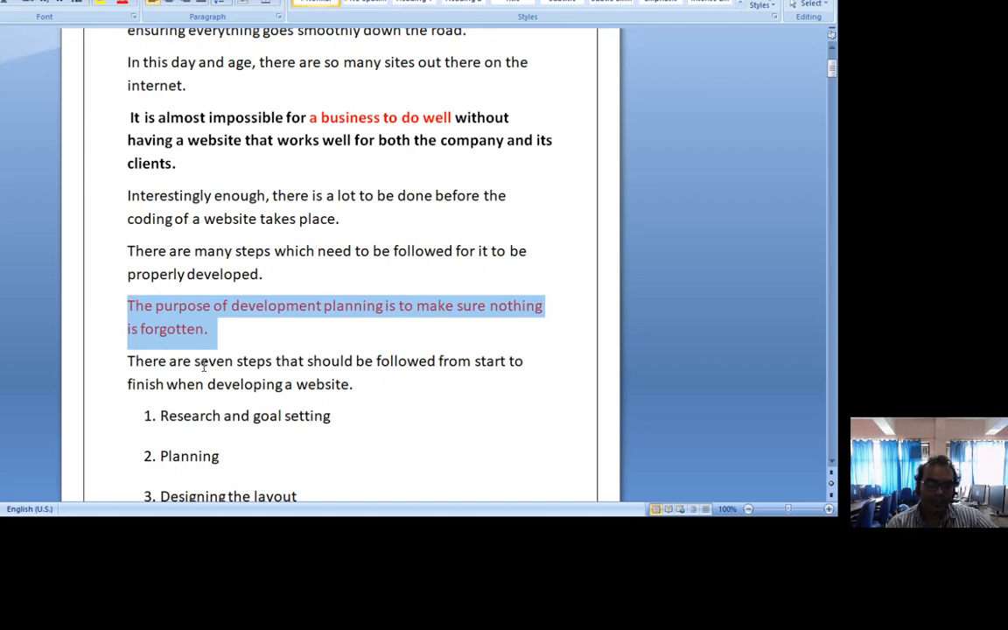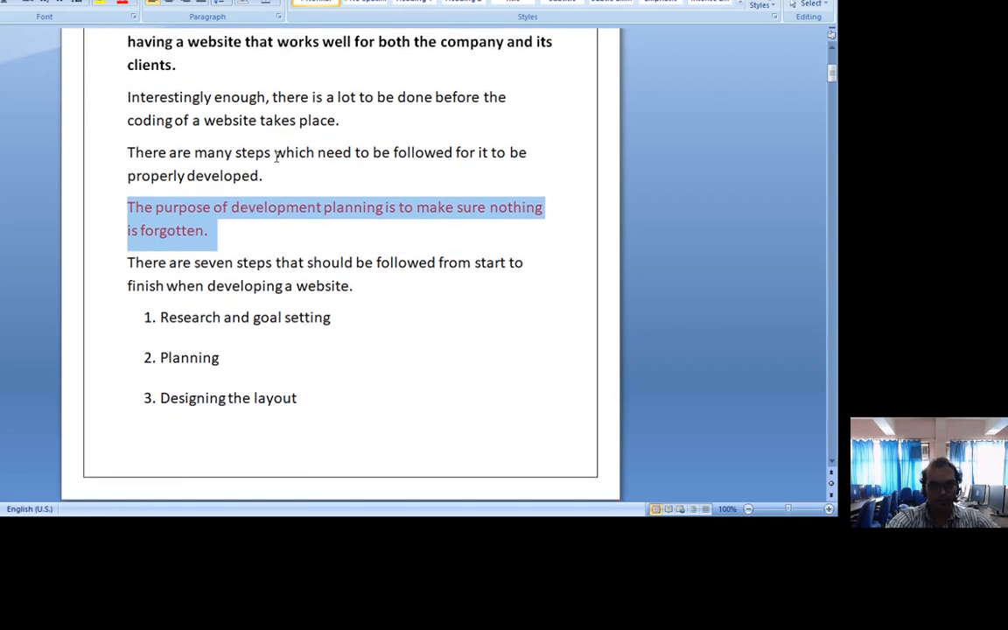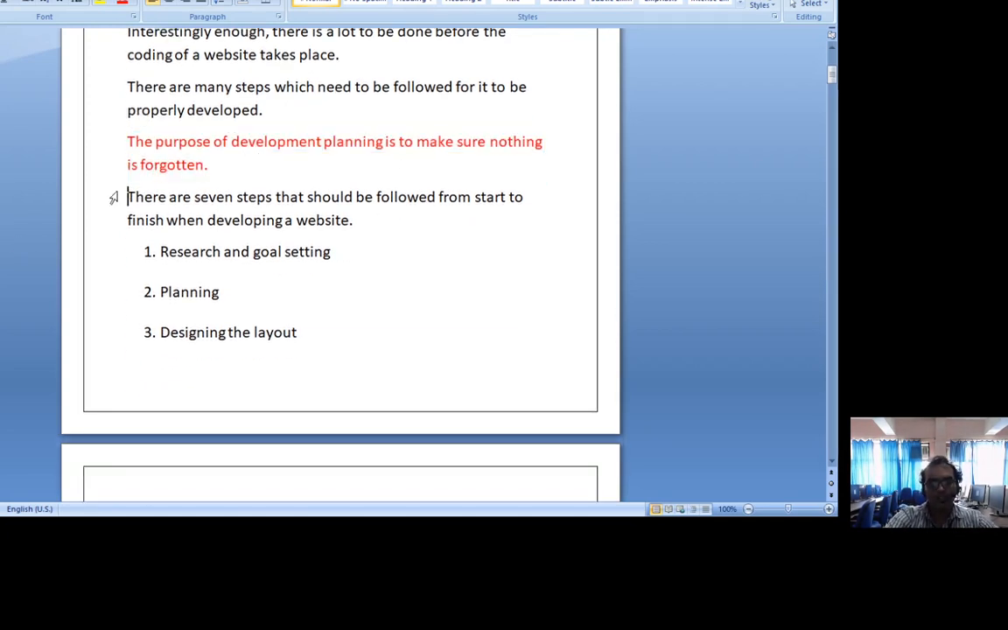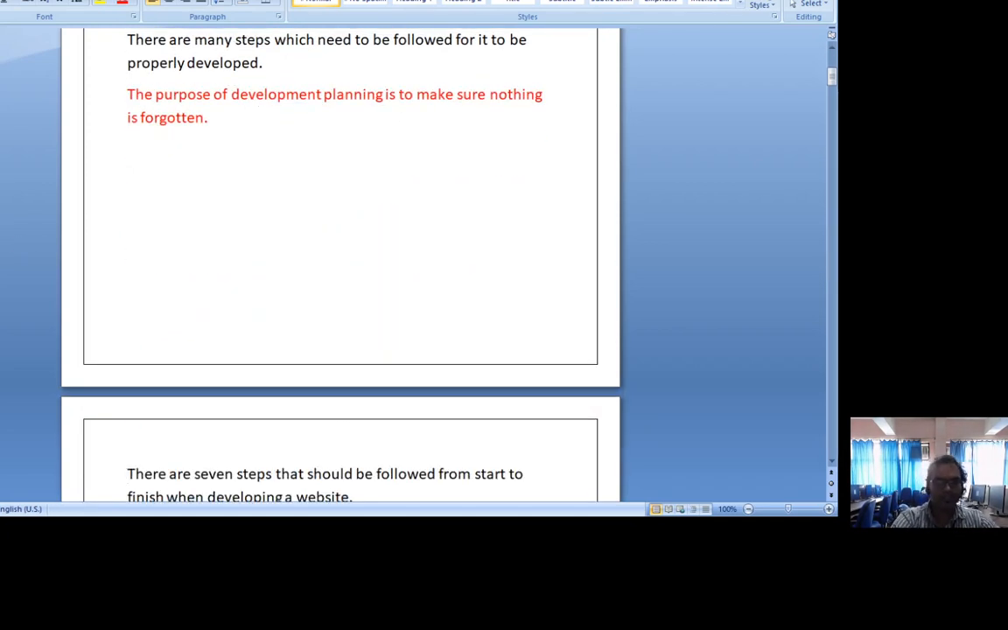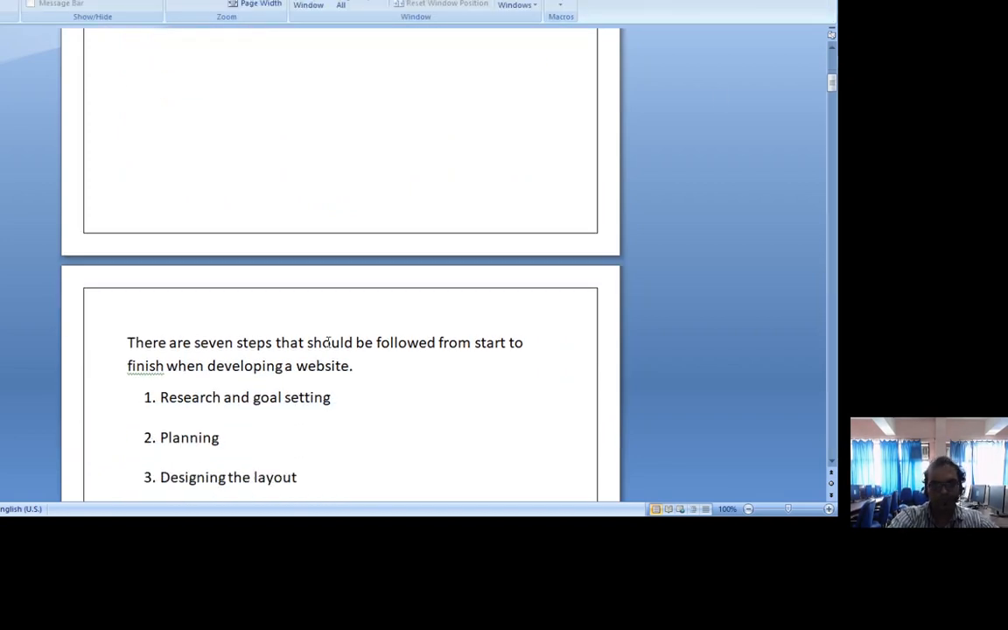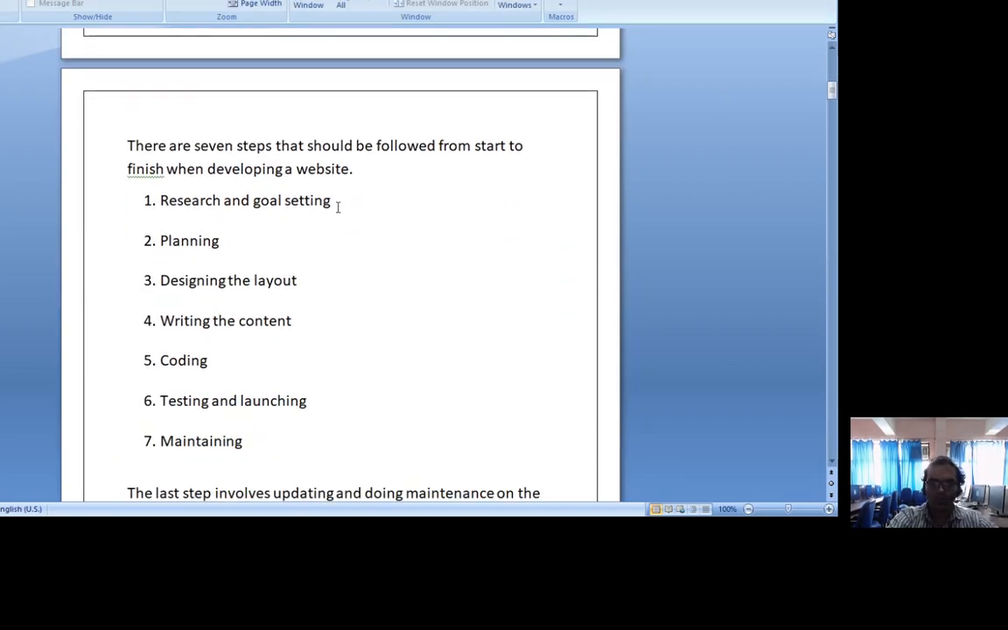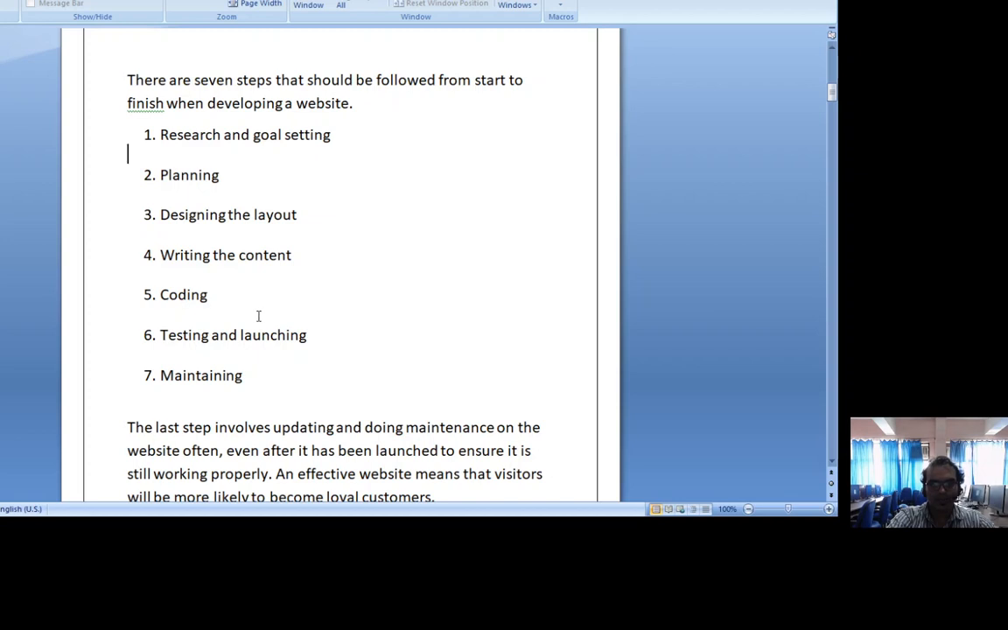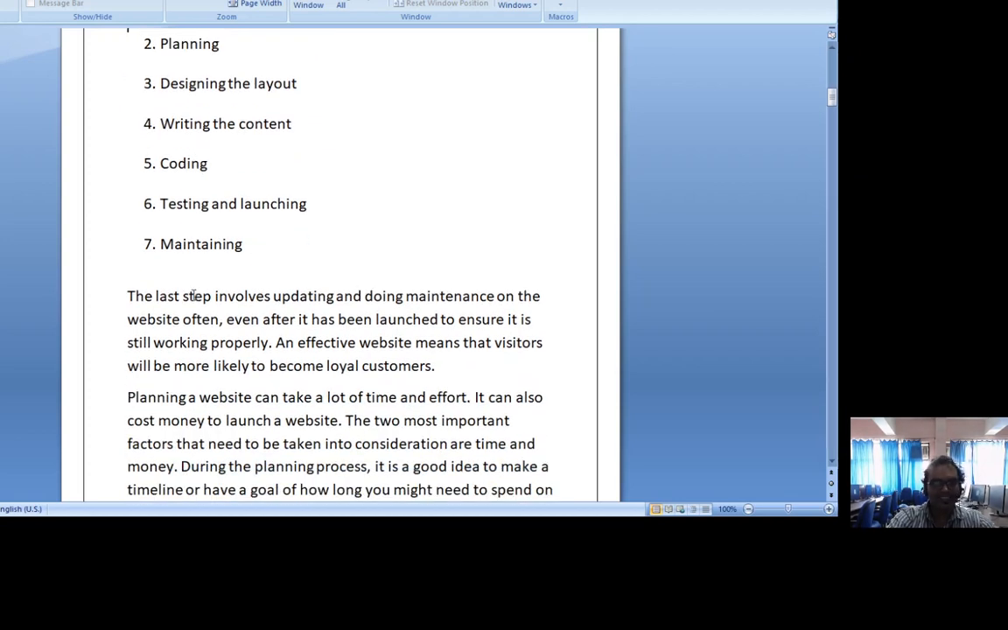Now, to ensure those things, we need a documentation of the facts, of what is going on in our mind. There are 7 steps that should be followed from start to finish when we are developing a website. Those 7 steps are: first is research and goal setting, very important. Second is planning. Third is designing the layout. Fourth is writing the content. Fifth is the coding. Sixth is testing and launching. And the seventh is maintaining.